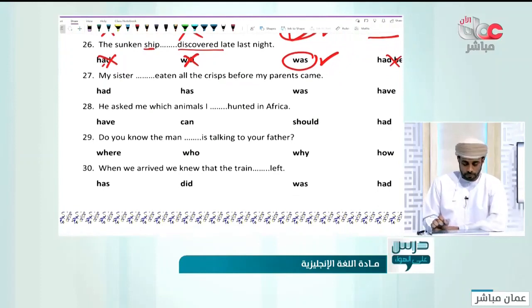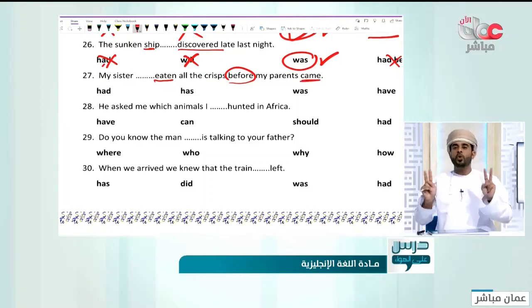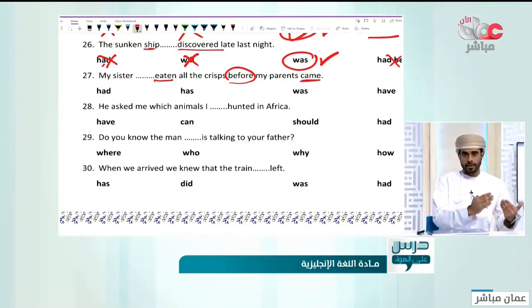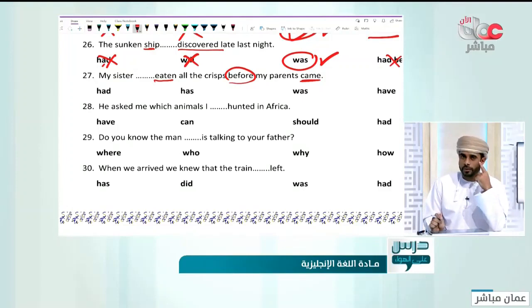Good. 27. My sister eaten, also past participle, all the chips before. Wow. Before really gives a different meaning. Before my parents came. So we have two actions, both of them in the past, one of them before the other one, because we have the word before in here. So which rule does this remind you of? Past perfect.